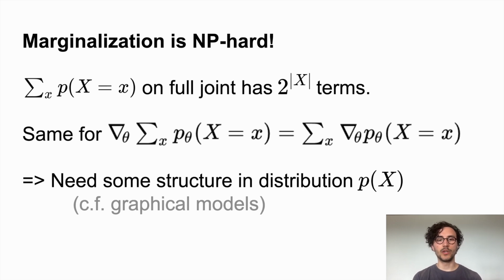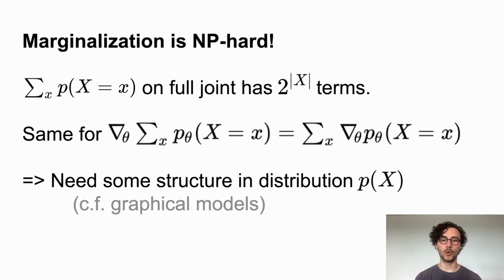Now, it's well known that marginalization is a hard problem. So when you take the full joint probability table, you have 2 to the x number of terms, where x is your number of variables here. Now, for taking the gradients, this is the same. Due to the linearity of the gradient, you can see this gradient as just summing over all the gradients of your individual probabilities instead of summing over all your probabilities as you would do in regular marginalization.